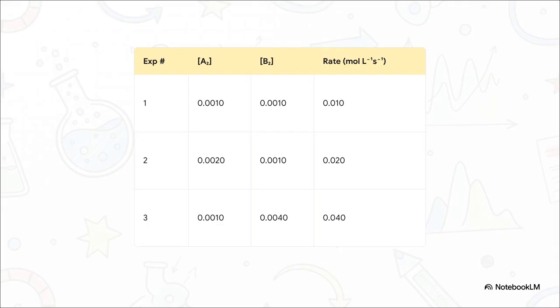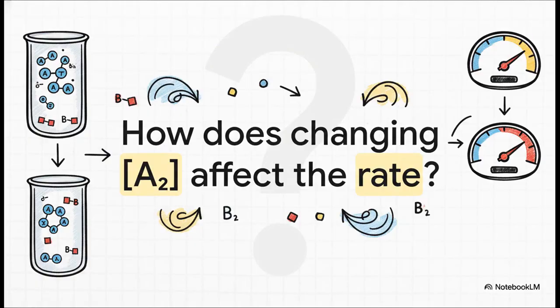To figure this out, we use something called the method of initial rates. Basically, we run a bunch of experiments, like you see here, where we mess with the starting concentrations on purpose, and then measure the starting rate for each trial. We're pretty much playing detective, isolating one variable at a time to see what it does.